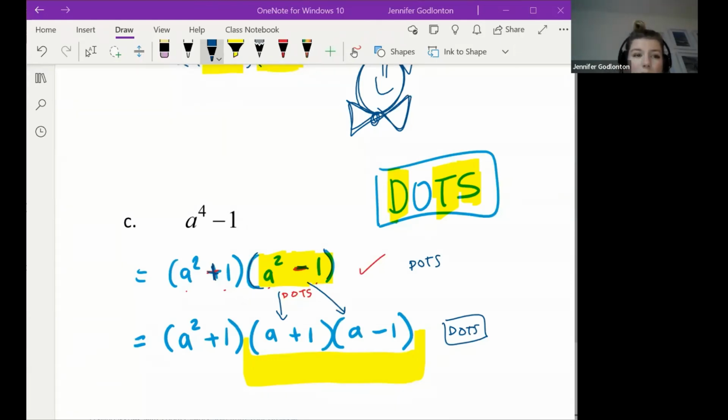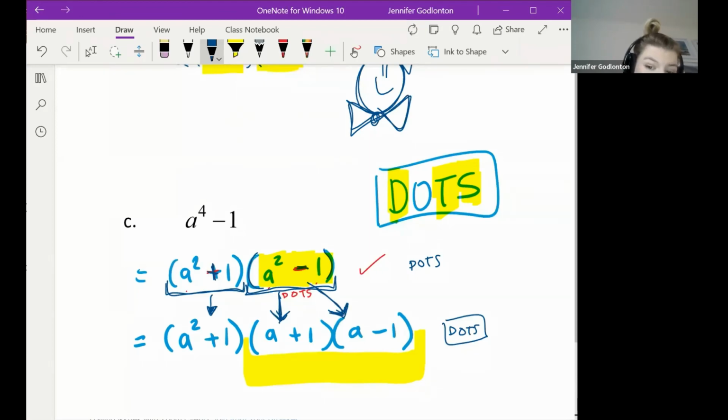Okay. So this a squared plus 1, there's nothing I can do to it. There's nothing further I can do. And so it just stays the same. It stays what it is. But in this bracket over here, I can do difference of two squares because I've got two square numbers and there's a minus sign. And so because I can do difference of two squares, I do it. And then that one bracket becomes these two brackets over here because I did dots again.